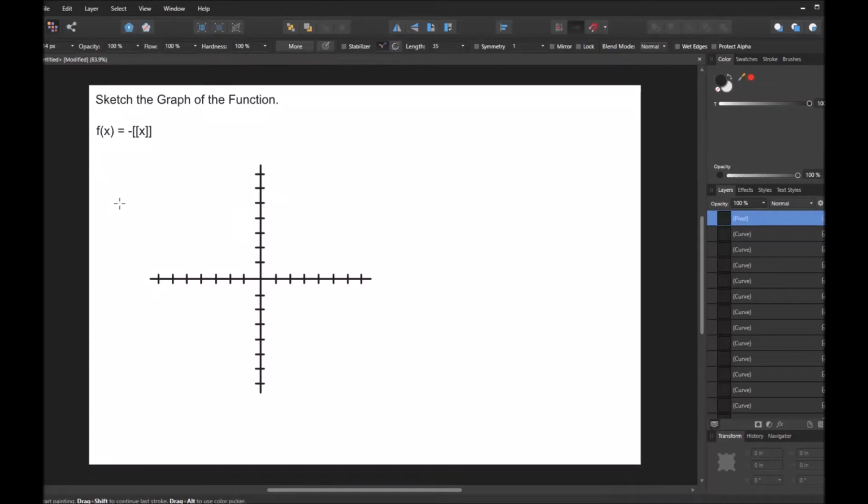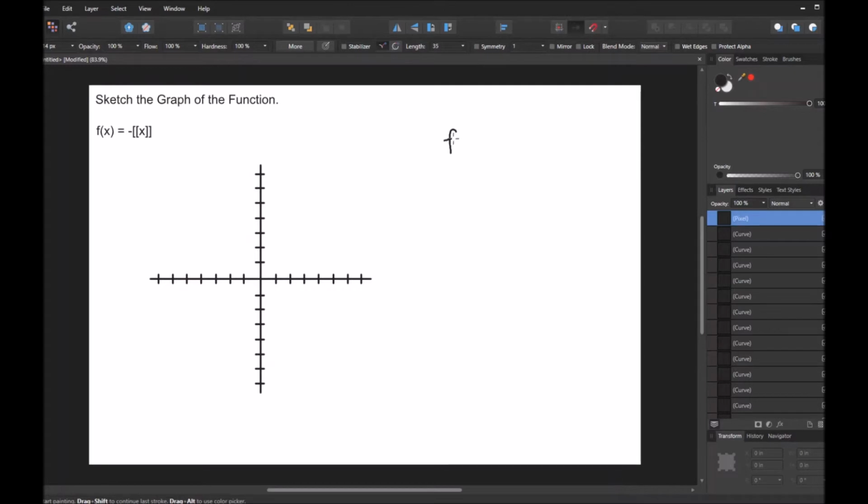Okay, so in this next problem we are asked to sketch the graph of the function, and the function we're given is f of x equals the negative greatest integer of x. So what I'm going to do is start off by plotting the simplest points, or at least what I think are the simplest points, and I'm just going to plug in integers for x.